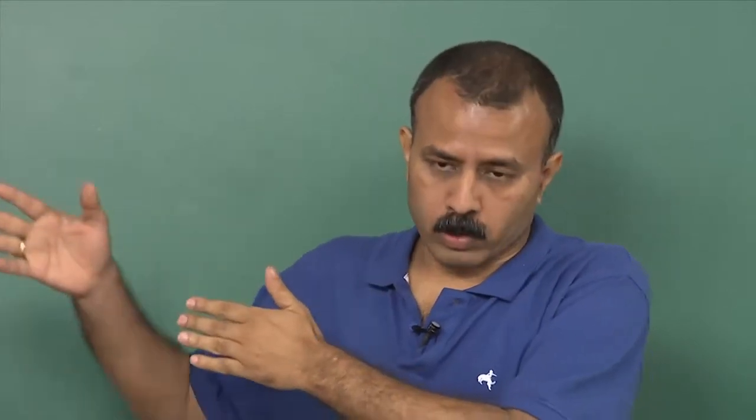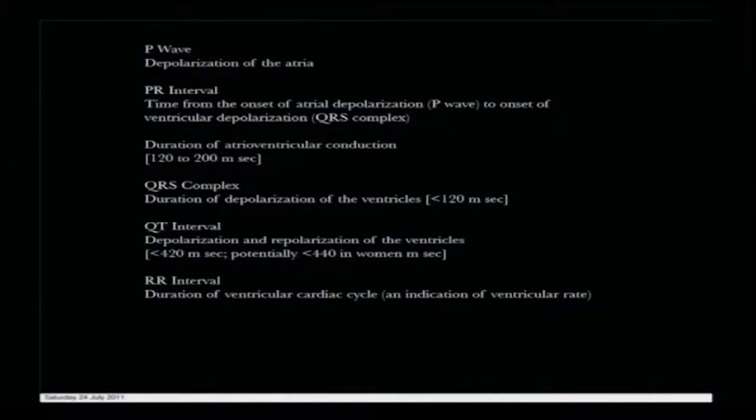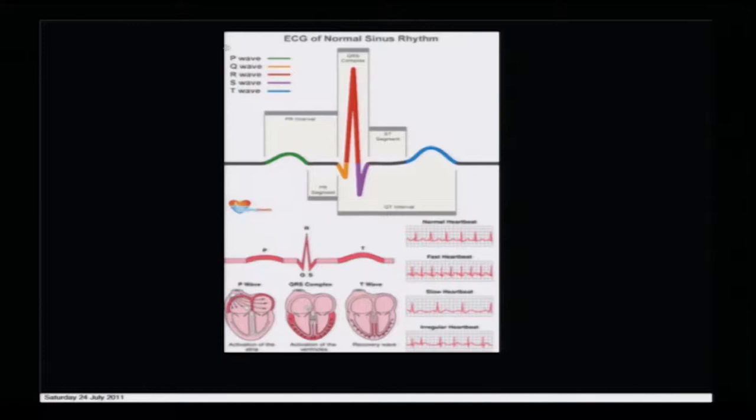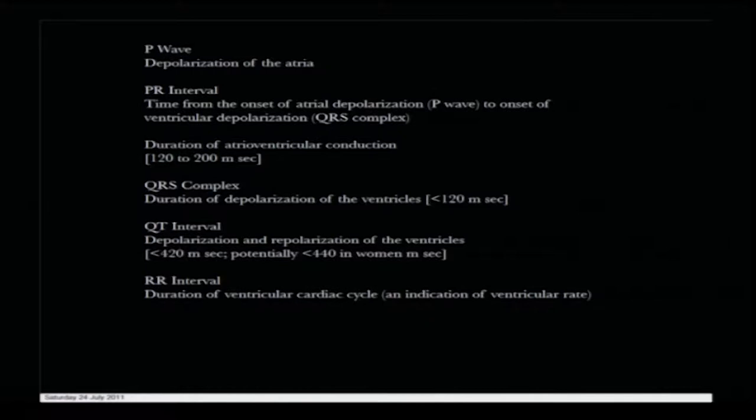So, the wave has moved from the lower chambers all the way, the blood has now been pumped either to the lungs or through the aorta, depending on which side it is going through. So, the depolarization and repolarization of the ventricle is less than 420 milliseconds, and then the PR interval. So, this is your PR interval. Duration of the ventricular cardiac cycle, an indication of the ventricular rate. So, this is what these individual waves stand for.